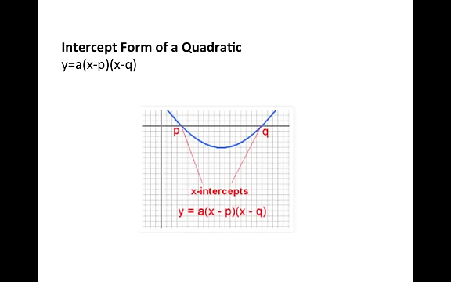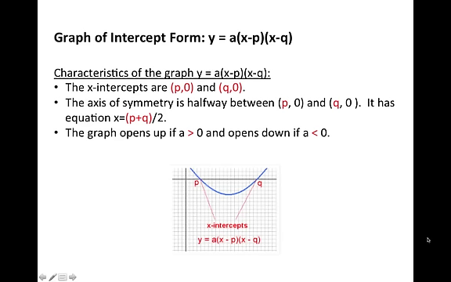One more form is called intercept form, and we've got y = a(x - p)(x - q). That's called intercept form because (p, 0) and (q, 0) are the x-intercepts, and you can read it straight from the form. The axis of symmetry is halfway between (p, 0) and (q, 0), so we just take the average. So we do (p + q)/2. And that gives us our axis of symmetry and the x-coordinate of our vertex. The graph opens up if a is positive and down if a is negative.